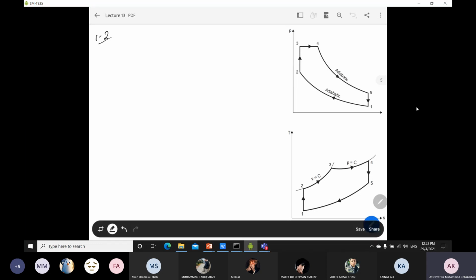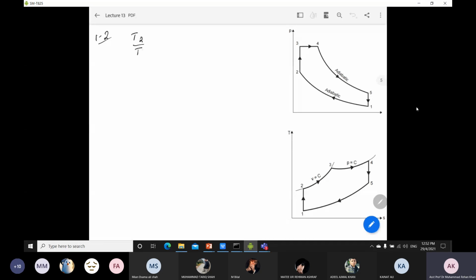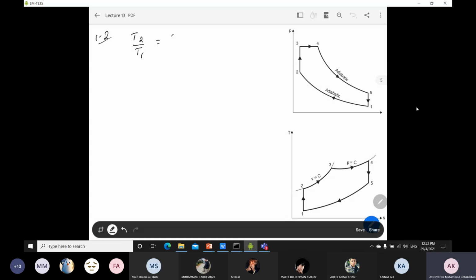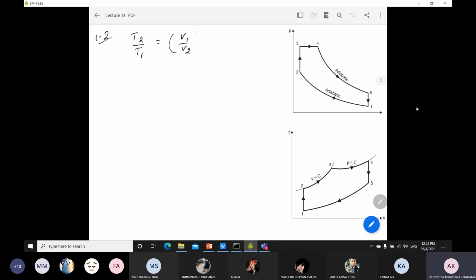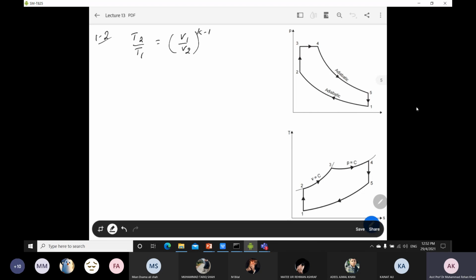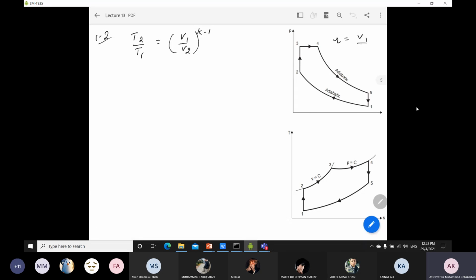As you know, it is an isentropic process, so the valid relation is T2 over T1 is equal to (V1 over V2) to the power K minus 1, where K is the specific heat ratio. And you already know that the compression ratio is V1 over V2, the maximum volume over the minimum volume, so it will be r to the power K minus 1, and you can denote this as equation number 2.